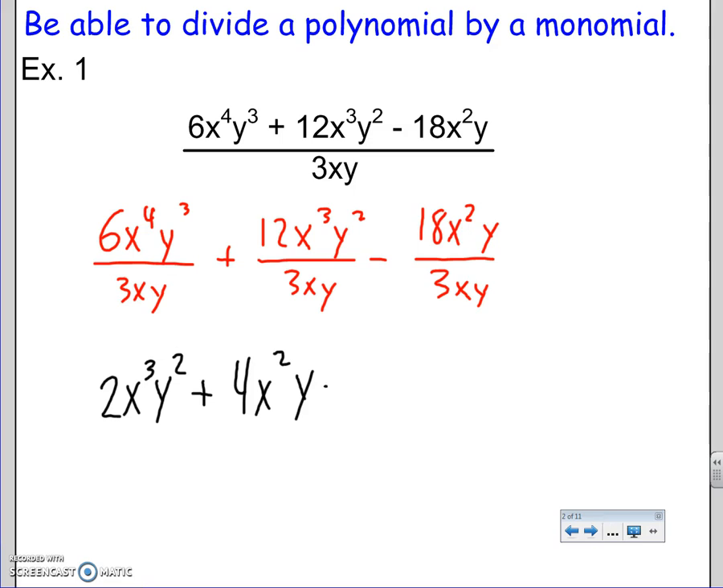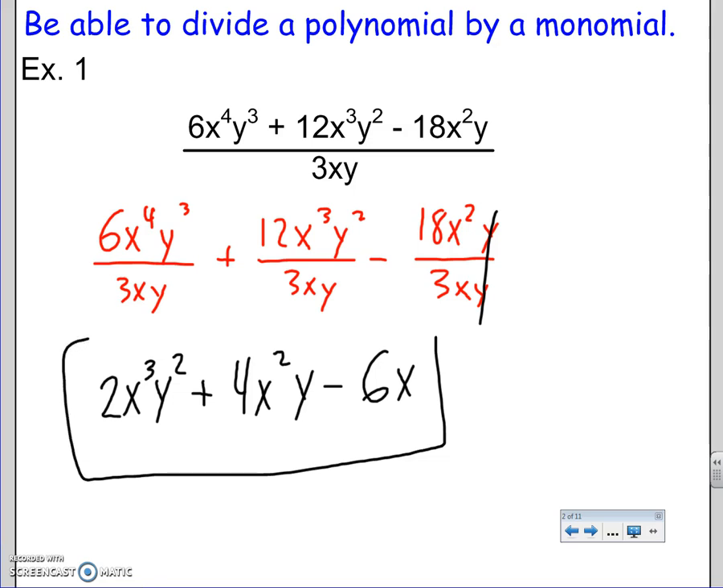This next one, 18 divided by 3 is 6. x squared divided by x is x. y divided by y, that's really y to the 1 minus 1, which is y to the 0, and 0 powers of 1, it disappears. They basically cancel out. So here's my answer. Now, if I asked you for the degree of this, you would say the degree would be 5 from that first term, because x cubed y squared, 3 plus 2 is 5.